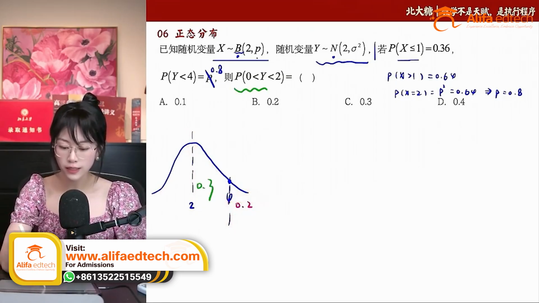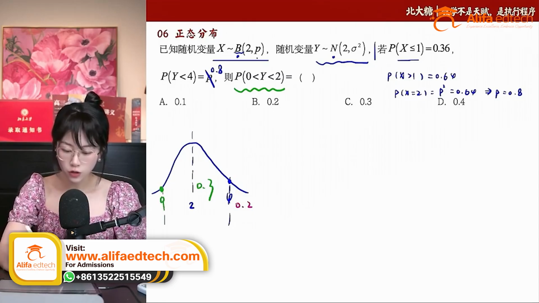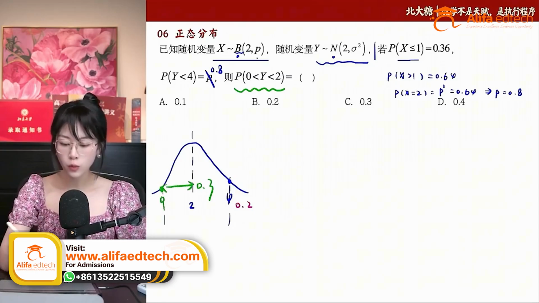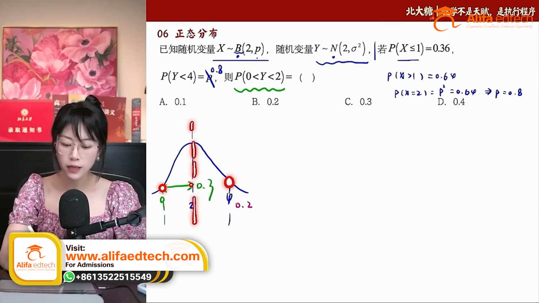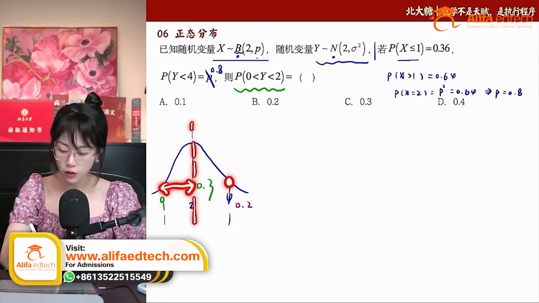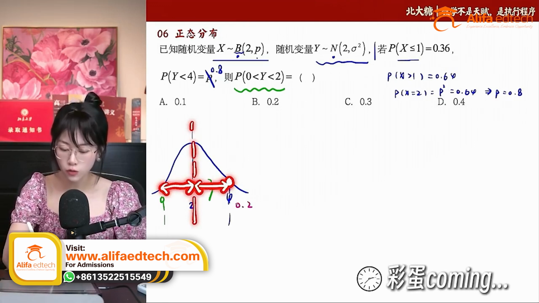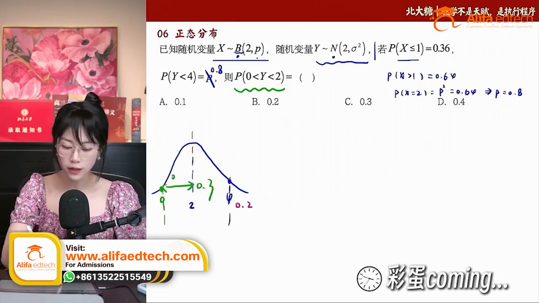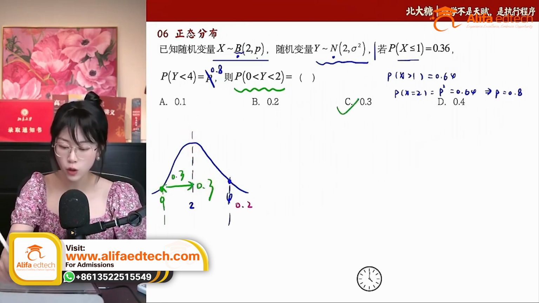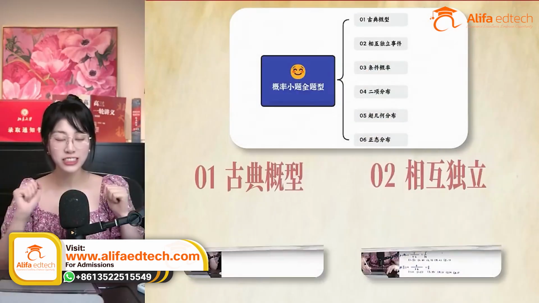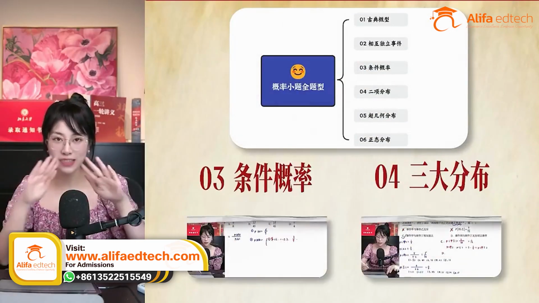Okay, now let's look at the last sentence. It says, what is P from 0 to 2? 0 to 2 means from 0 to 2, which is this section here. And we notice that 0 and 4 are symmetric about the axis at 2, so the area from 0 to 2 is the same as the area from 2 to 4. What is that value? It's our 0.3, so just choose option C. As long as you finish this lesson, you'll definitely be able to solve these types of problems.